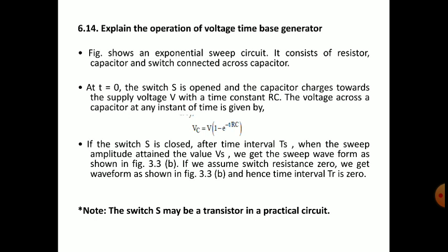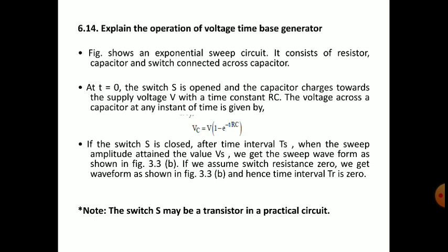In your basic electrical subject or network theory subject, you must have derived this formula, right? Everyone, please remember Vc is equal to V into 1 minus e power minus t by RC. This is the rising of the voltage, from 0 to the maximum value. We have V as the maximum value, times 1 minus e power minus t by RC, where RC is the time constant. This gives the voltage across the capacitor at any instant of time.